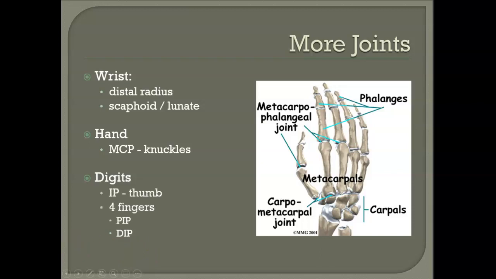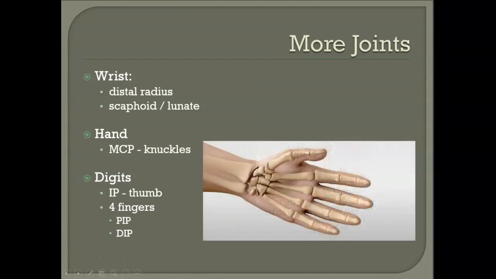And then in the digits, in your phalanges, we have the same thing that we had in the toes. We have a proximal interphalangeal joint and a distal interphalangeal joint. On the thumb, it's just an interphalangeal joint, because there's only one of those joints there. And this gives you a picture of what you're looking at. If you're looking at your hand, the palm of the hand is typically where you see those metacarpals, and then here's where your knuckles would be, and then your phalanges. This is the scaphoid, the lunate, the radius.